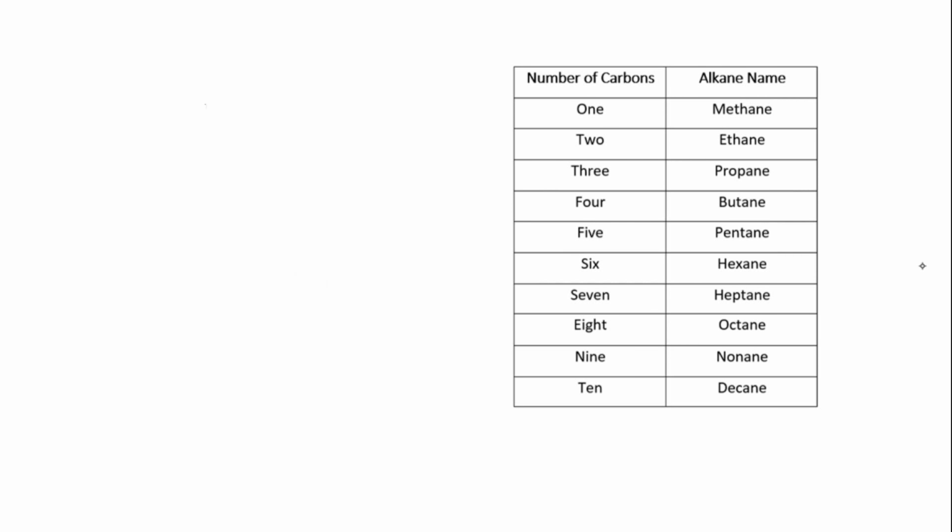So when you have an alkane like this, you basically name it based on the number of carbons. There is a carbon at each endpoint. So this has 1, 2, 3, 4 carbons. If you look at the chart on the right, 4 carbons give you butane. So this is butane.